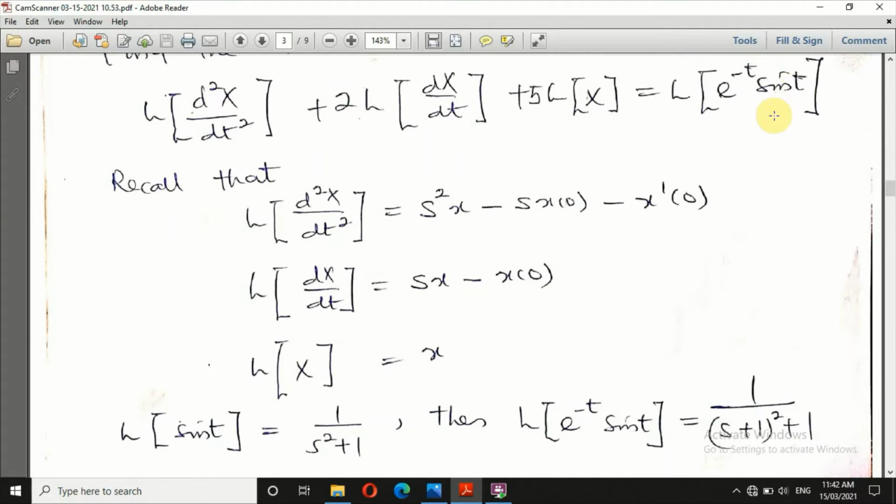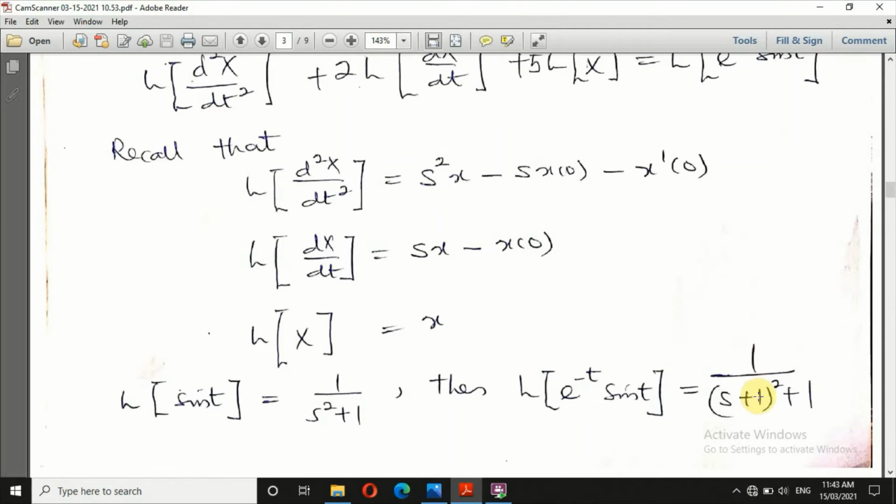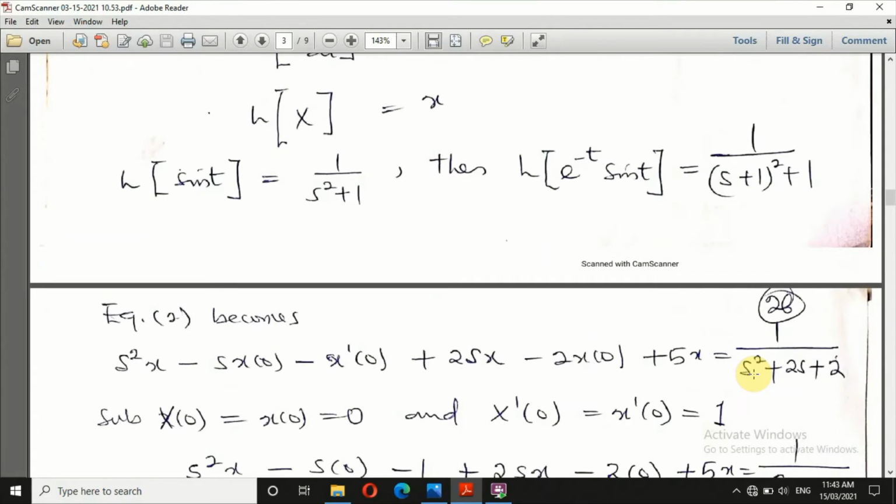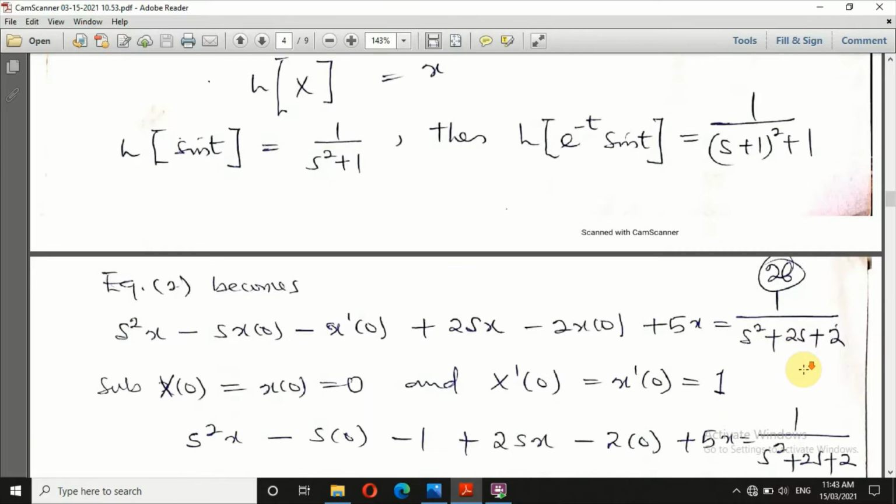Now, what about this? We are going to use the translational principle. You remember? Because from here, if you find Laplace of sine t, that is 1 over s squared plus 1. Then Laplace of exponential minus t sine t will now give us 1 over (s plus 1) squared plus 1. So, returning everything back to the problem, you have this. Here, (s plus 1) squared plus 1, if you expand, is the same thing as s squared plus 2s plus 2.